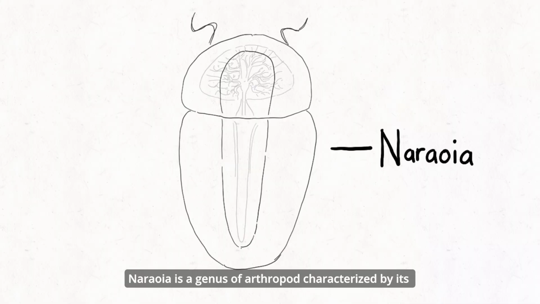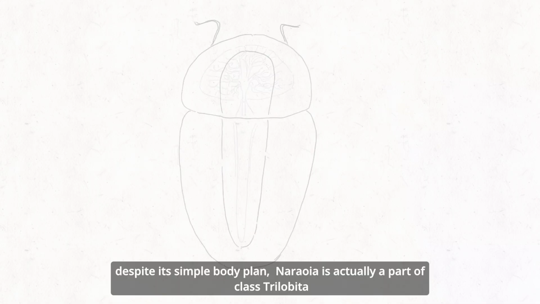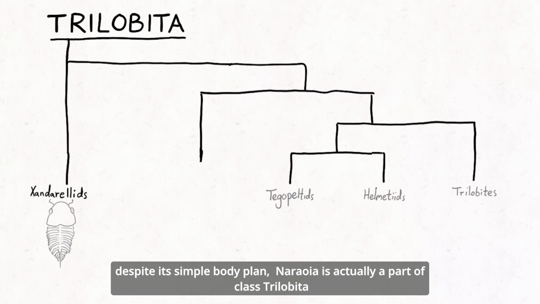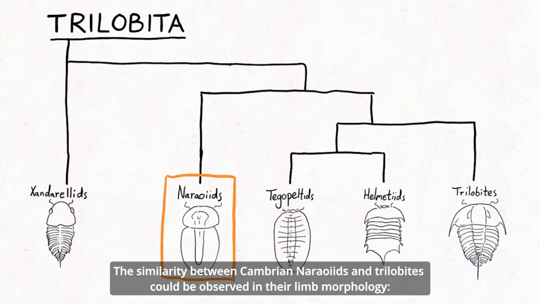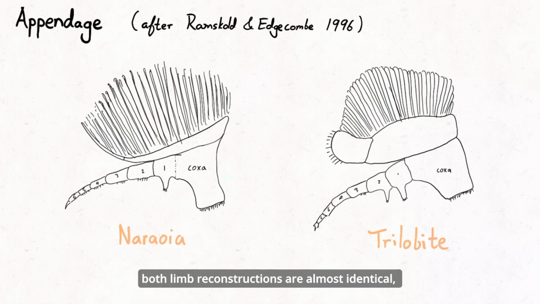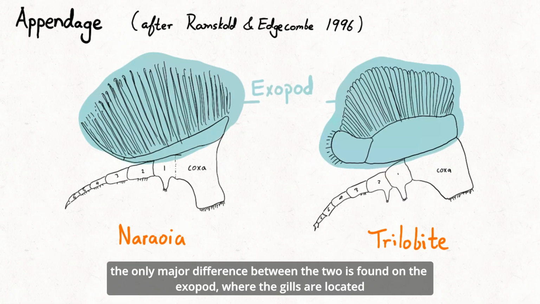Neroia is a genus of arthropod characterized by its flat body plan, non-articulated, non-mineralized exoskeleton, and a prominent alimentary system. Despite its simple body plan, Neroia is actually a part of class Trilobita. The similarity between Cambrian Neroids and trilobites could be observed in their limb morphology. As can be seen, both limb reconstructions are almost identical. Both exhibit the same amount of leg segments. The only major difference between the two is found on the exopod, where the gills are located.